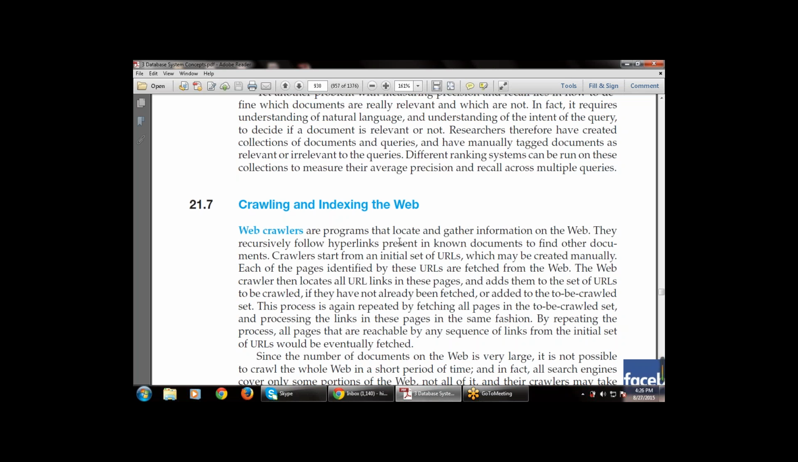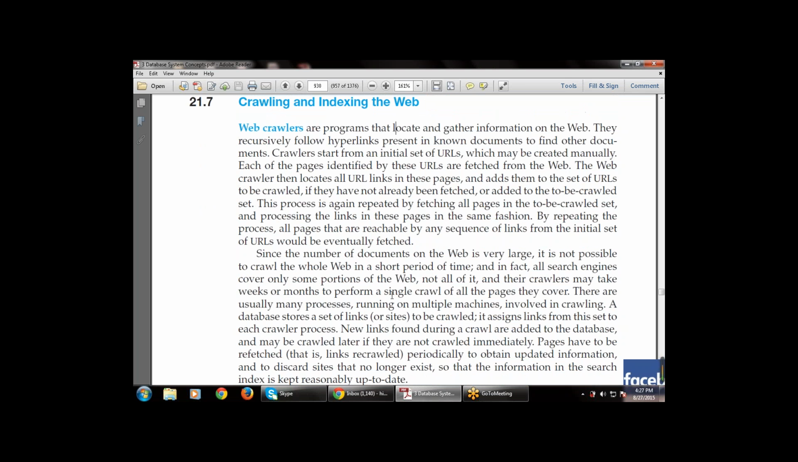If the URL links found have not already been fetched or added to the crawled set, the process is repeated by fetching them. The program that locates and links the data is known as the web crawler. By repeating the process, all the pages reachable by any sequence of links from the initial set of URLs will eventually be fetched.